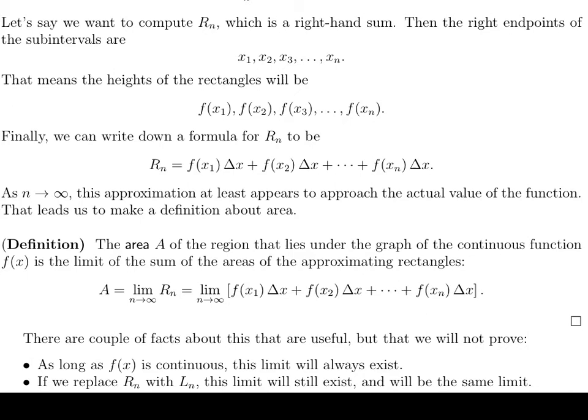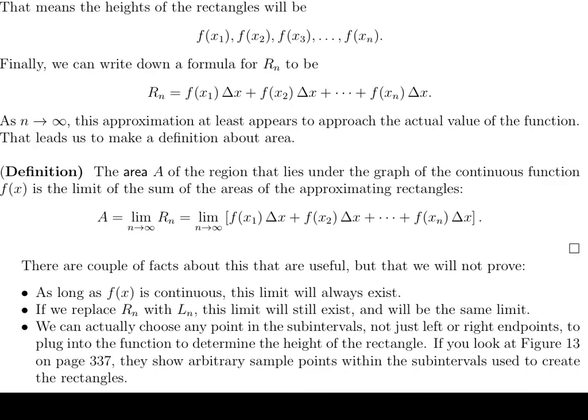But the situation is even more interesting than that. So when we make R sub n or L sub n, we're choosing the right or the left endpoints of the subinterval at which to evaluate the function. It turns out that if you want to choose any point in the subinterval to plug into the function to figure out the height of the rectangle, you actually can still get the same limit, and it won't matter.